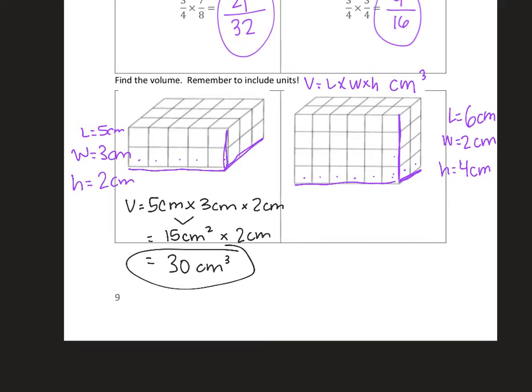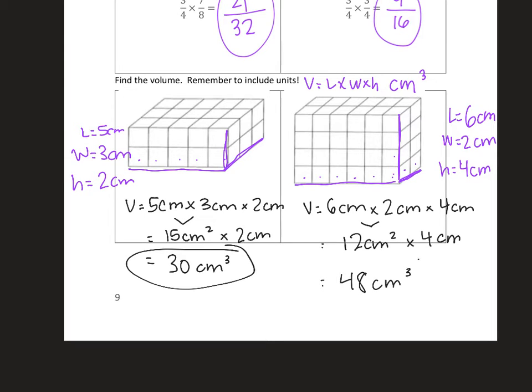Okay. Again, plugging that into the volume formula, V equals 6 centimeters times 2 centimeters times 4 centimeters. Okay, 6 centimeters times 2 centimeters is going to be 12 square centimeters. And then times 4 centimeters. So if I multiply 12 times 4, that's going to give me 48 cubic centimeters for the volume. All right, go ahead and go to the next page.